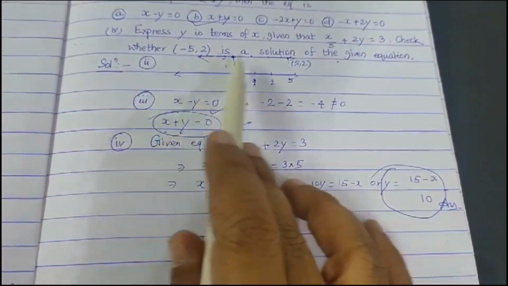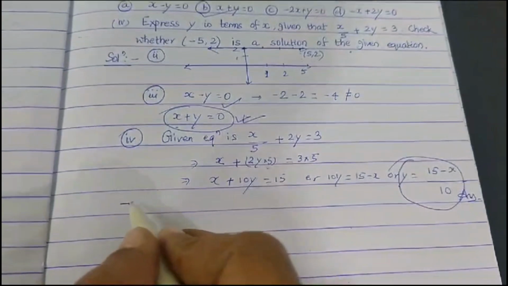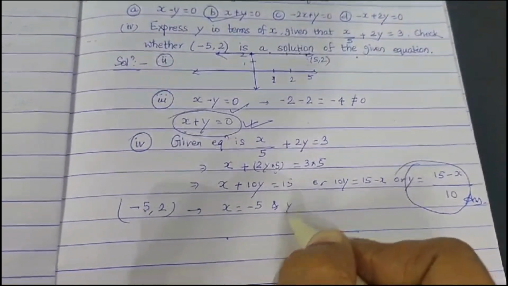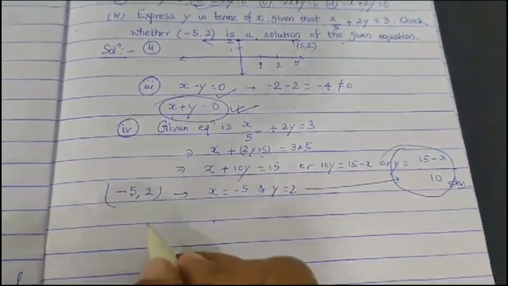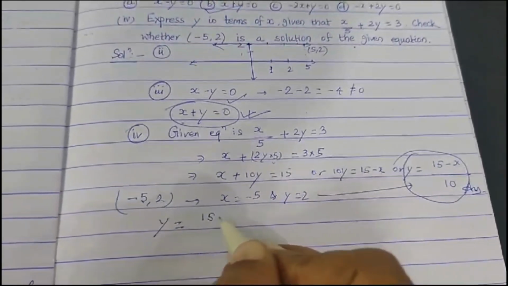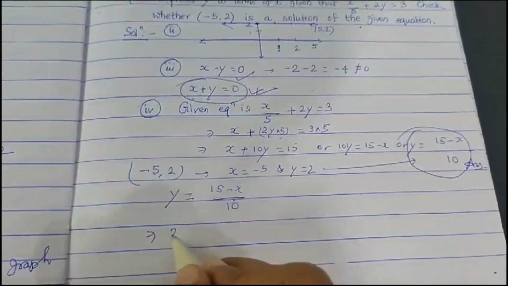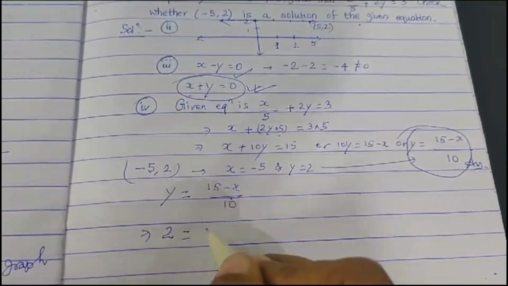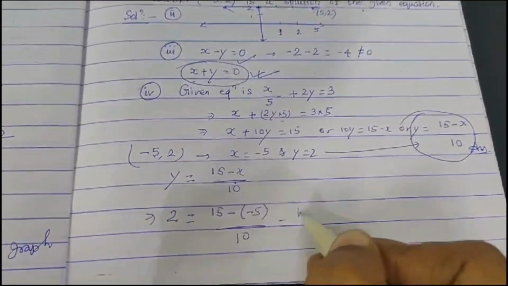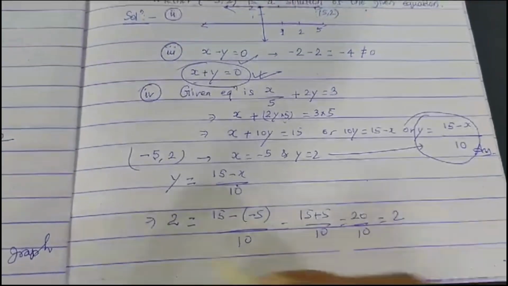Now we have to check whether this point is a solution of the given equation. So just put the value of x and y. So minus 5 and 2. That means x equal to minus 5 and y equal to 2. And we have to put in this equation. The equation was y equal to 15 minus x divided by 10. So we will put here y equal to 2. That will be equal to 15 minus x, minus 5, divided by 10. That is equal to 15 plus 5 divided by 10, that is equal to 20 divided by 10, that is equal to 2. So 2 equal to 2.